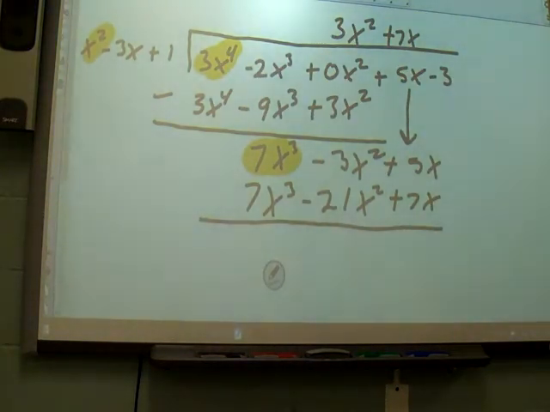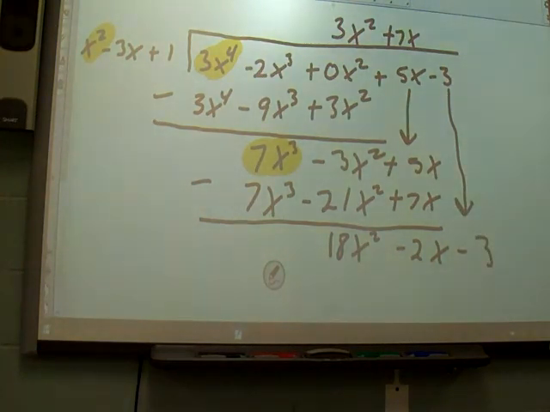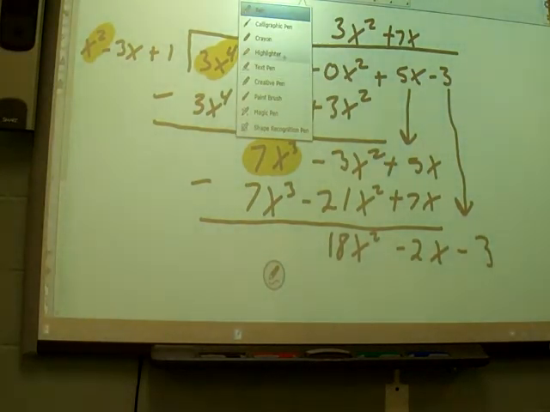Now we're going to subtract those rows. 7x cubed minus 7x cubed is nothing, it's gone. Negative 3x squared minus negative 21x squared is 18x squared. 5x minus 7x is negative 2x. Now we're picking up that minus 3 Garrett was talking about. Drop it all the way down, and we start the process over.